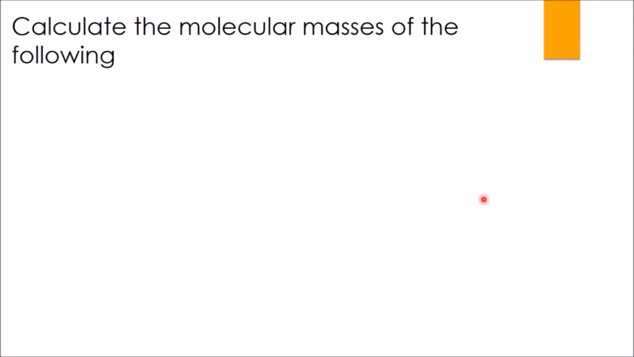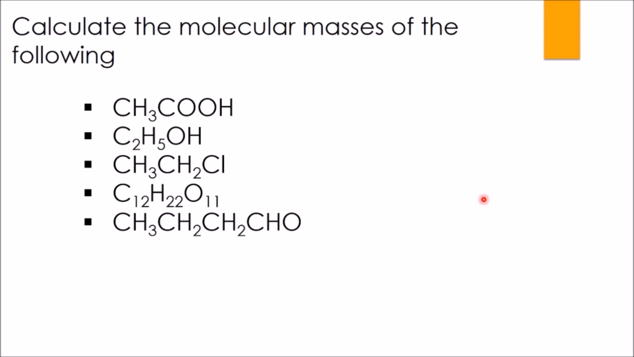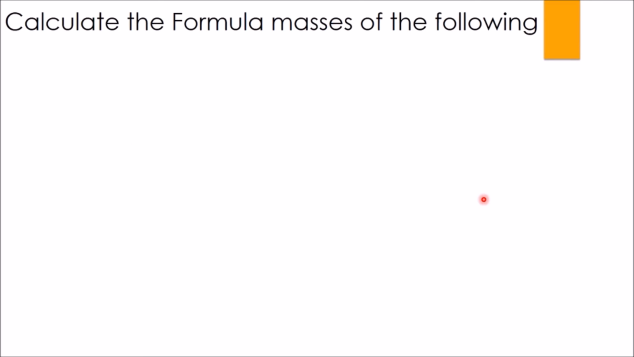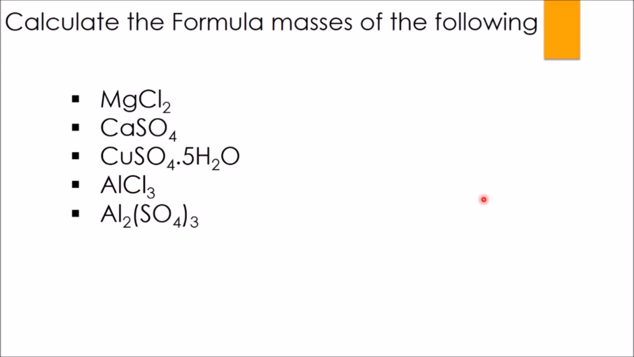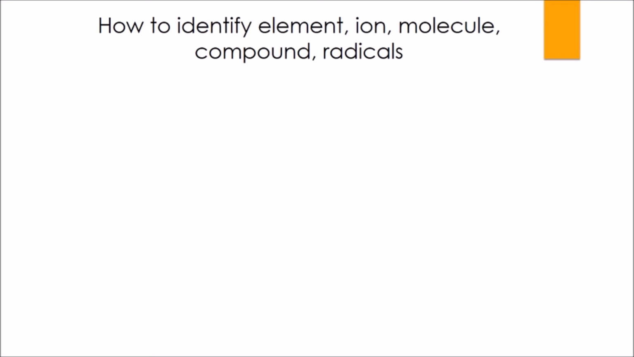So this is your task. You have to calculate the molecular masses of the following. These are some molecules that you have to find out the molecular masses of, and your second task is to find out the formula masses of the following ionic compounds. So these are some ionic compounds, इनका formula mass find out करना है और इससे पहले वाले का molecular mass find out. And our next SLO is how to identify elements, ions, molecules, compounds and radicals.